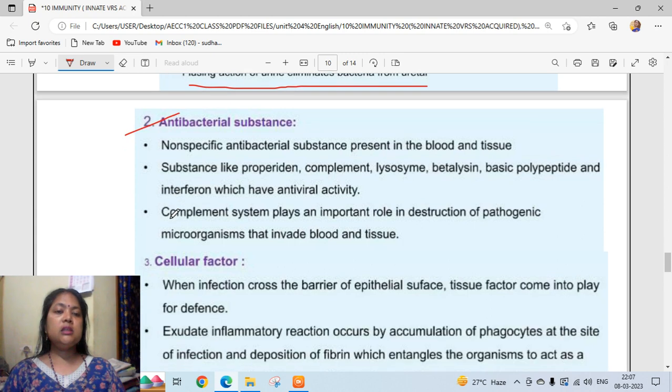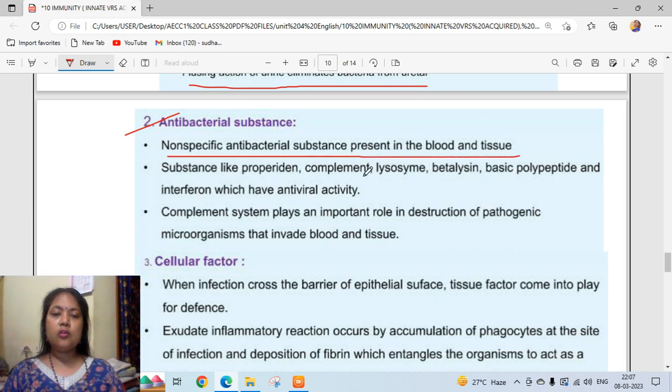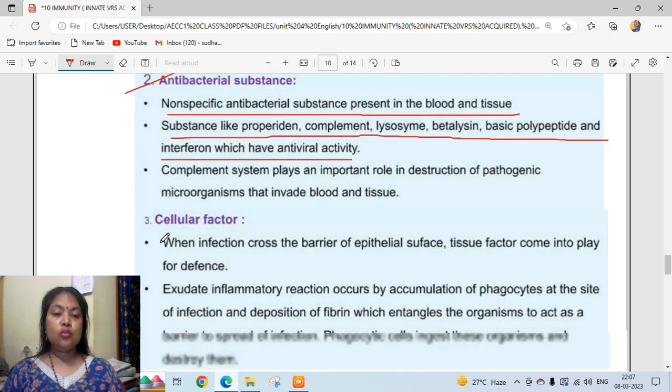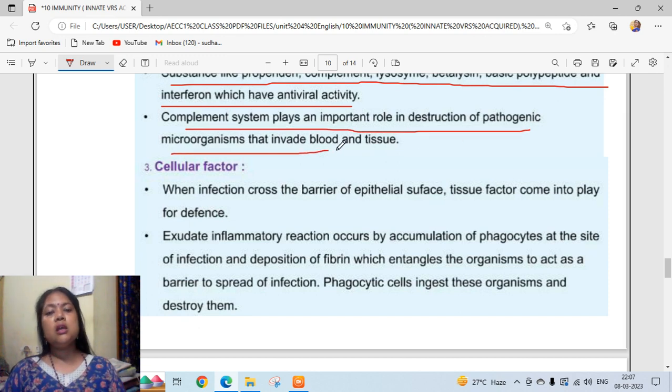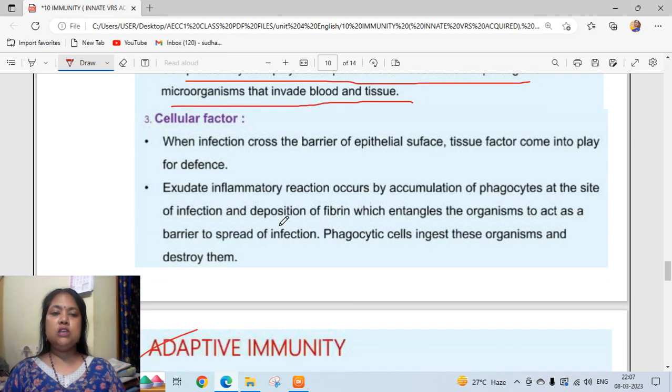Then another is antibacterial substances, that is, non-specific antibacterial substances present in the blood and tissue, substances like properdin, complement, lysozyme, beta lysine, basic polypeptides, and interferon, which has antiviral activity also. The complement system plays an important role in destruction of pathogenic microorganisms that invade blood and tissue.